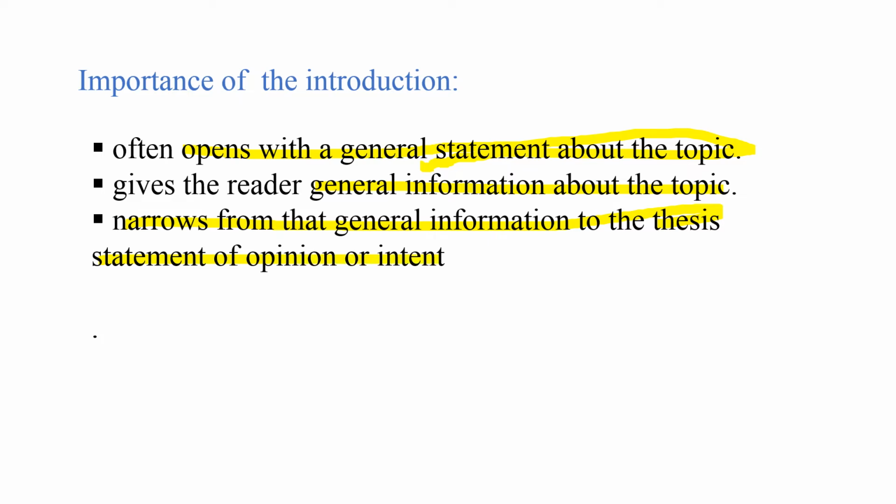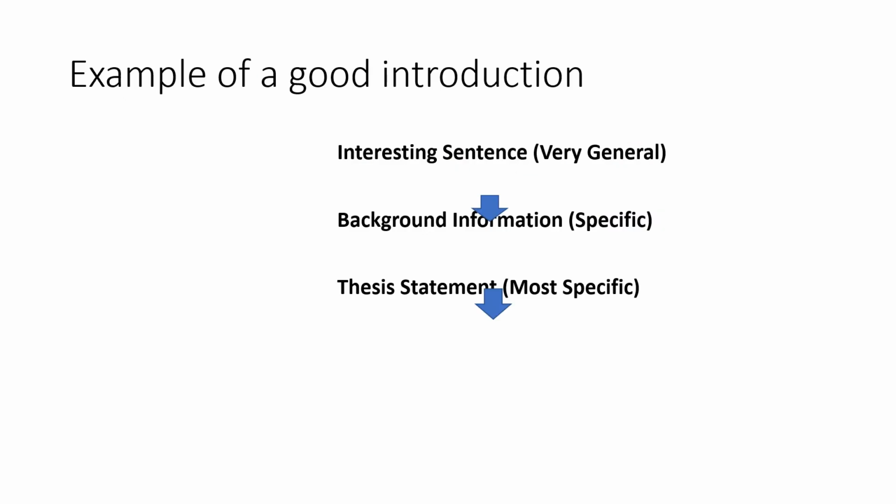So if you look at this here, you know that this is the order of the sentences in the introduction. Usually the first sentence is very general. It is a general statement about the topic. And the second sentence gives us some background information or general information about the topic. And finally, the last sentence is a thesis statement, and it is a specific sentence, okay? And it narrows down the general information about the topic to the thesis you are going to write about. This is how to write the introduction.